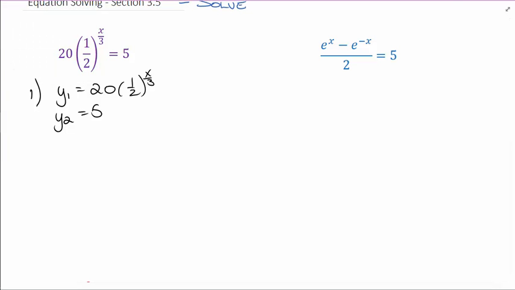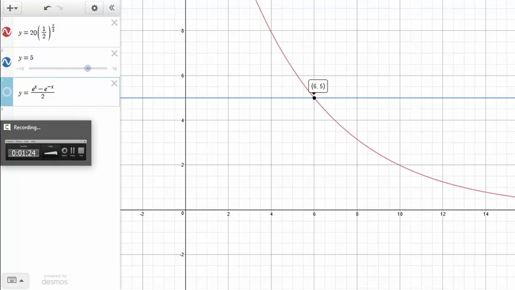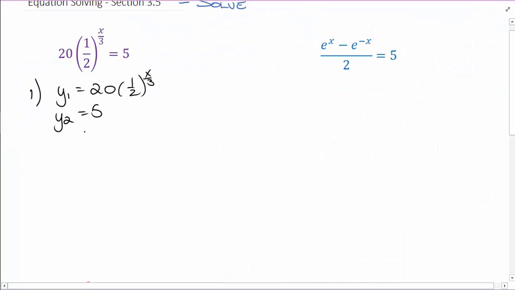When I graph these, I see that y2 is a horizontal line, y equals 5, and y1 is an exponential function that is decaying because of the base of 1/2. We can find that intersection to occur at (6, 5). 6 is the value that we're looking for, so our solution would be x equals 6.